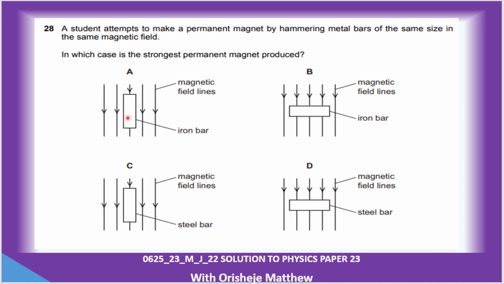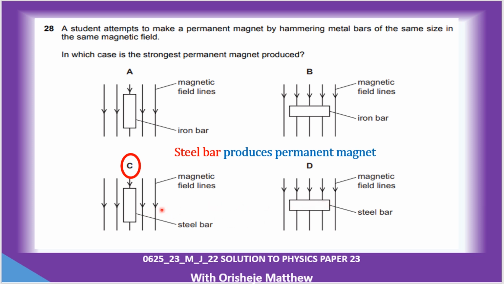A student attempts to make a permanent magnet by hammering metal bars of the same size in the same magnetic field. In which case is the strongest permanent magnet produced? It is the one that is made up of steel. Iron can produce only a temporary magnet. So which one? Steel bar, steel bar, steel bar, steel bar. Steel bar produces a permanent magnet. So that is it. Okay.